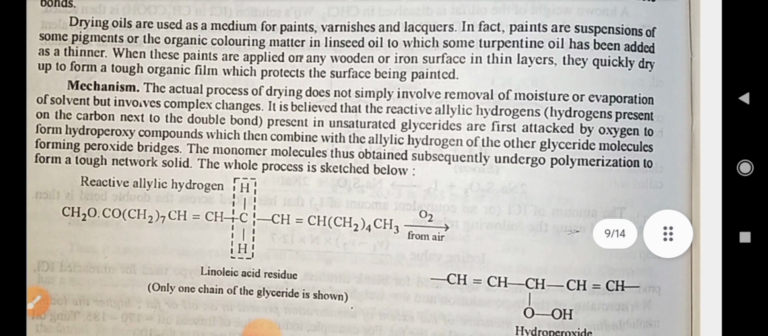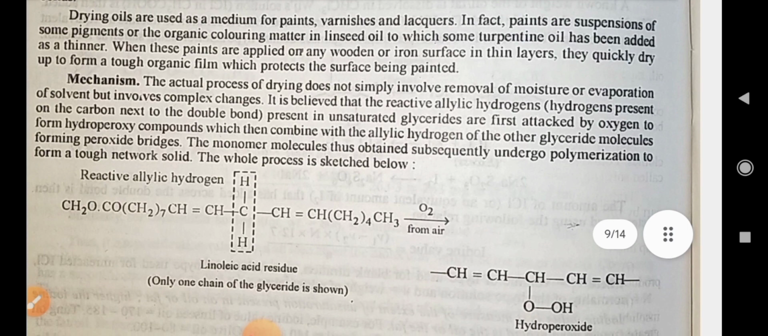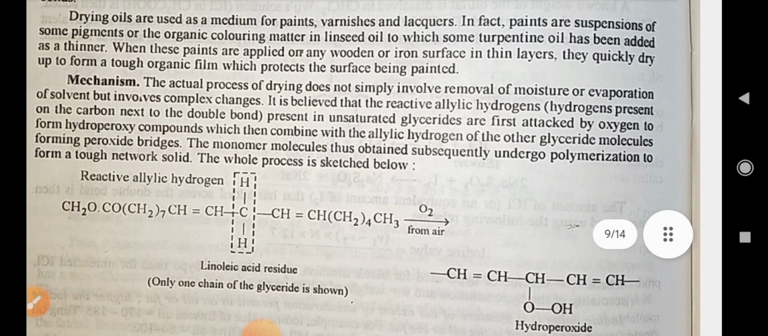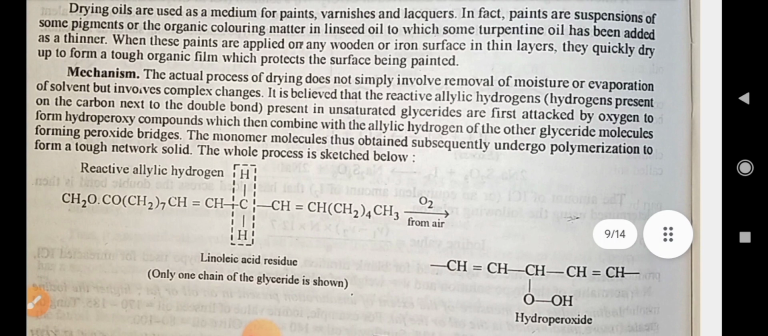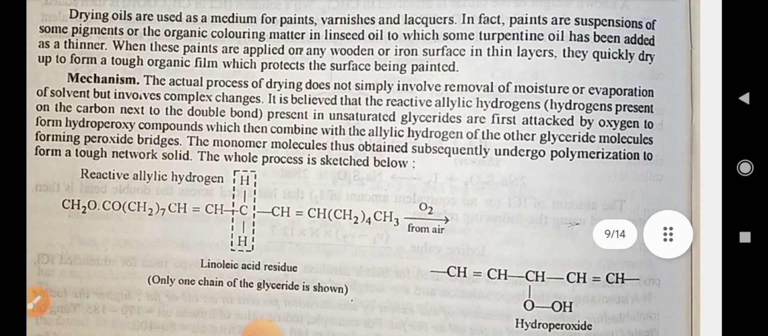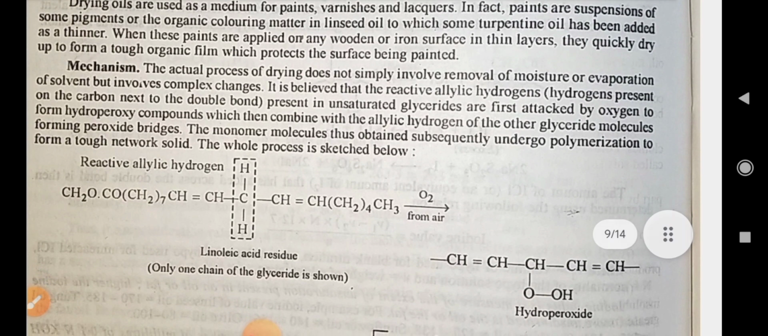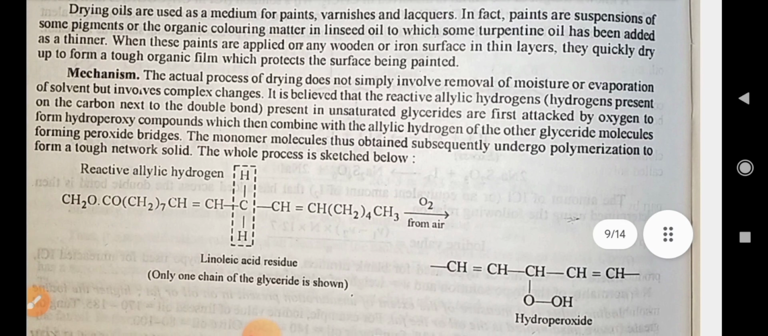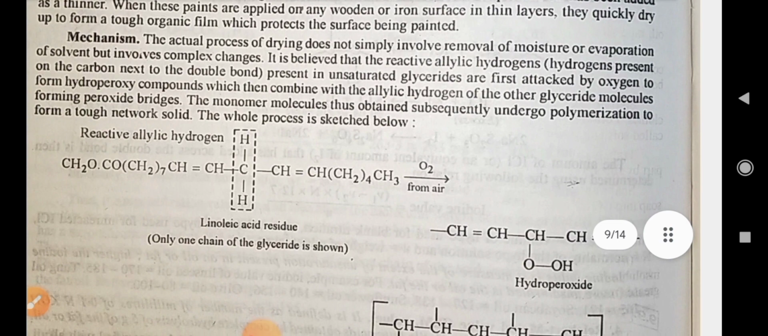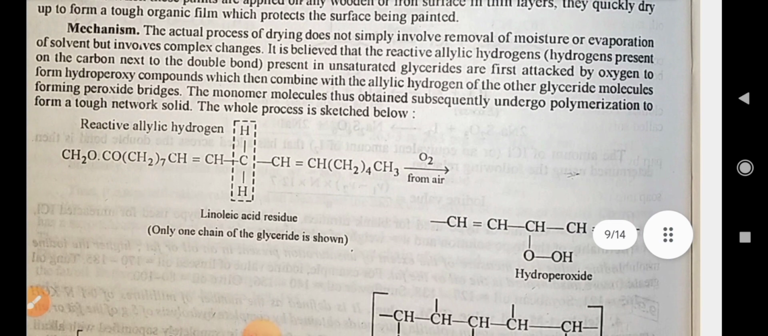In fact, paints are suspensions of some pigments or organic color matter in linseed oil to which some turpentine oil has been added as a thinner. When these paints are applied on any wooden or iron surface in thin layers, they quickly dry up to form a tough organic film which protects the surface being painted.